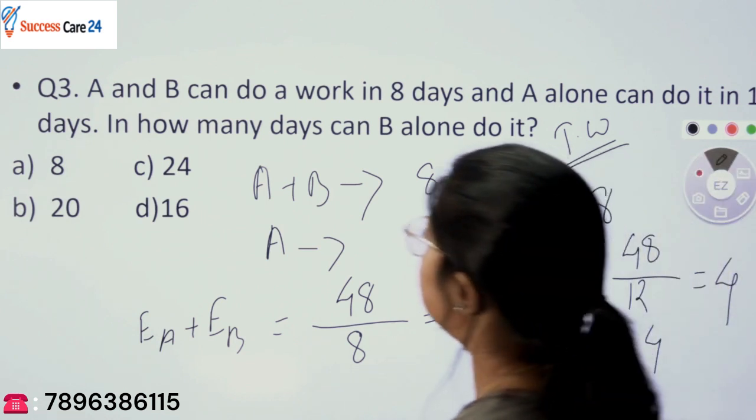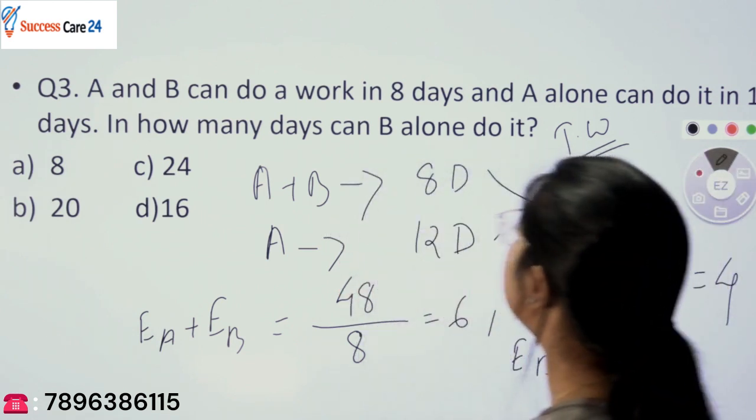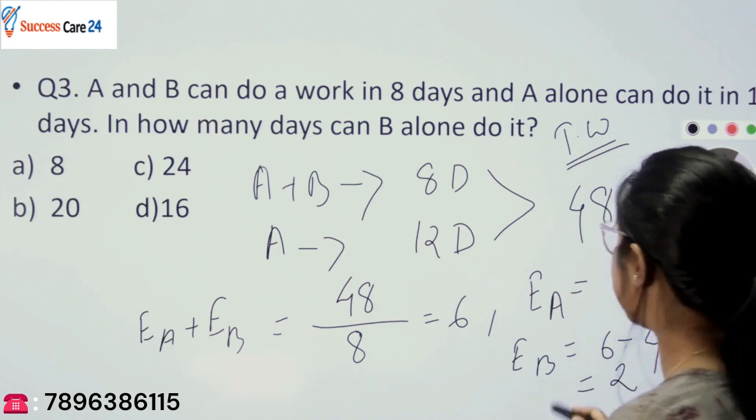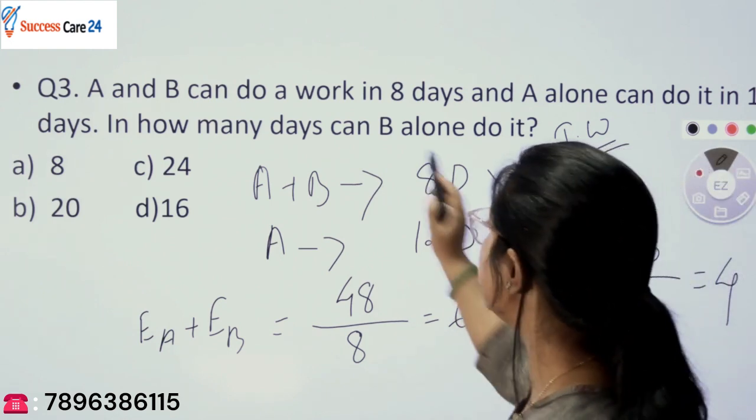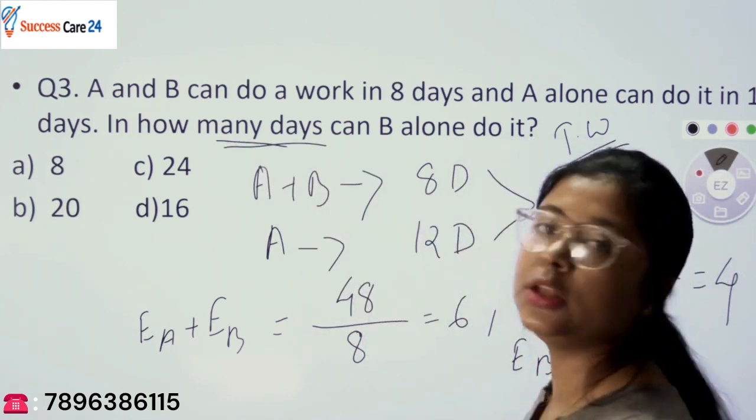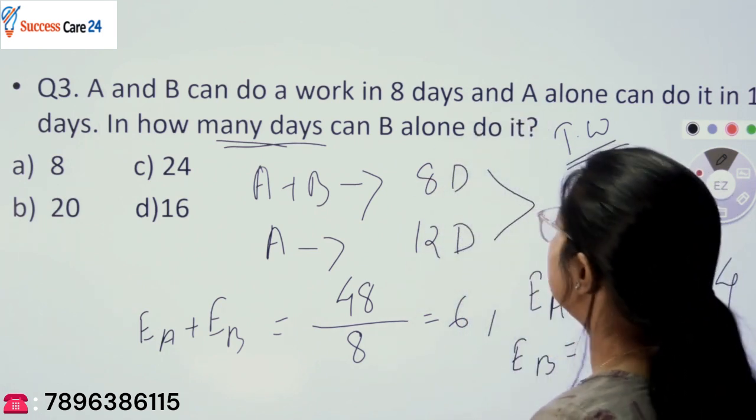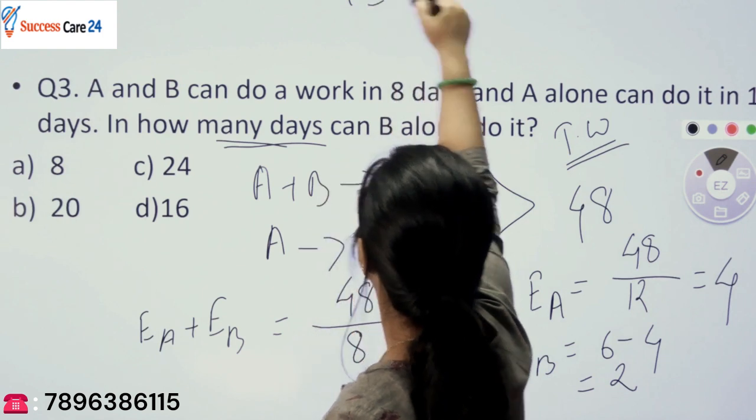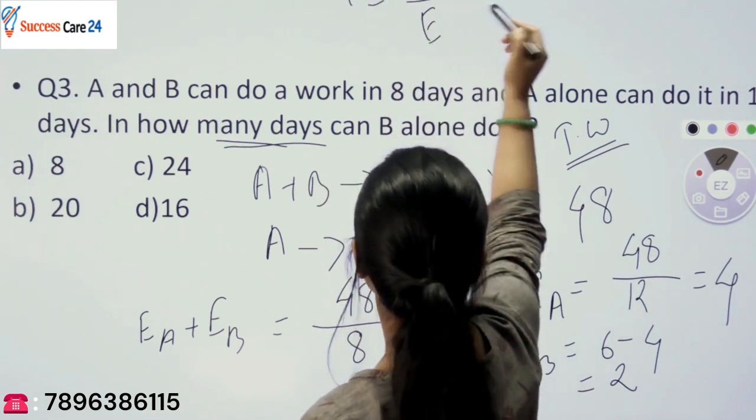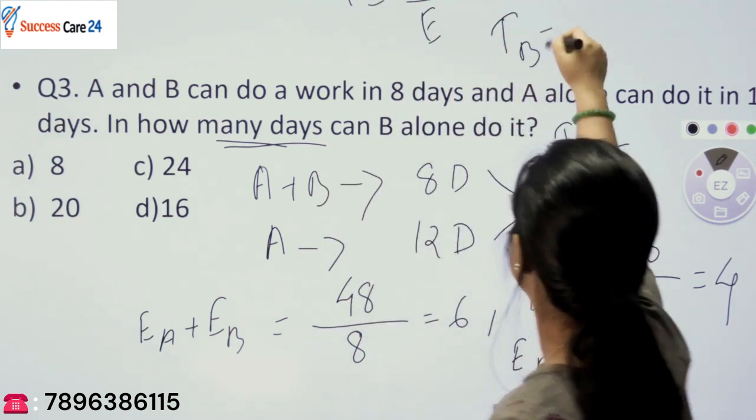Alright. Then you are asked, in how many days can B alone do it? Why do we need to find out the efficiency of B? Because we need to find out the time taken by B to do that work. So the time taken by B to do that work would be how much? We know time is equal to how much? Total work by efficiency.